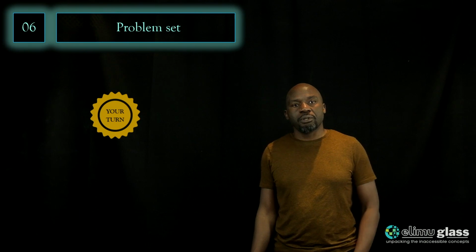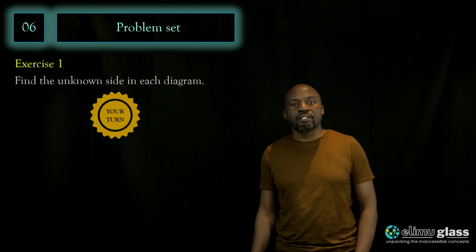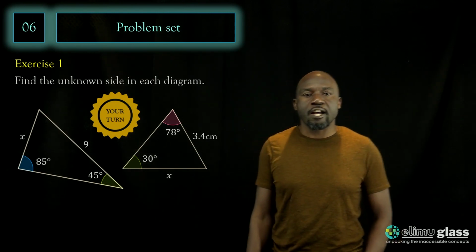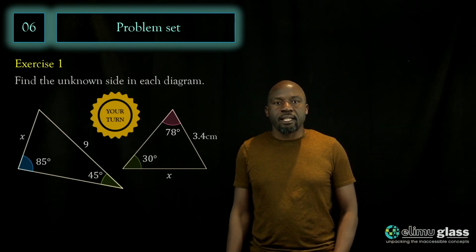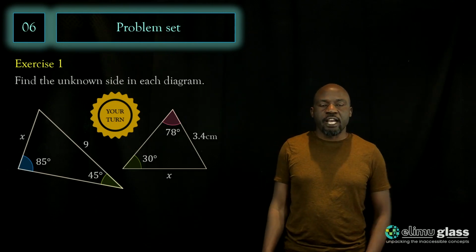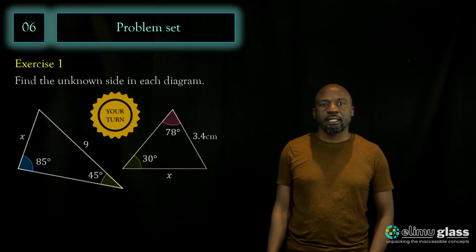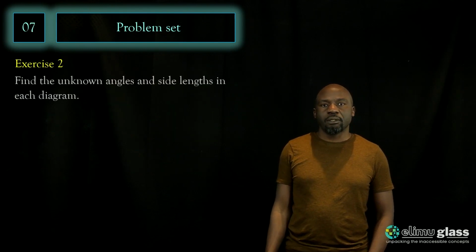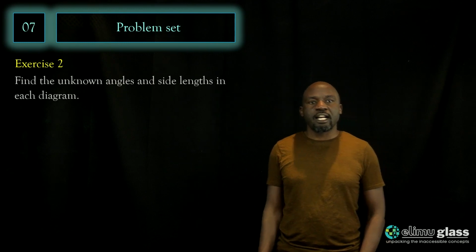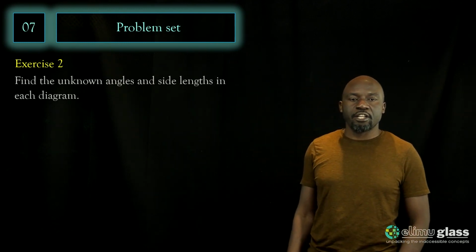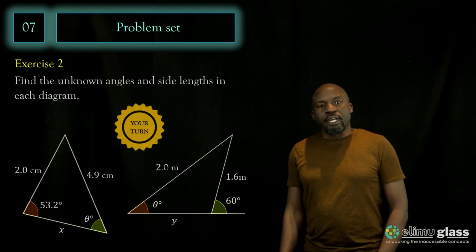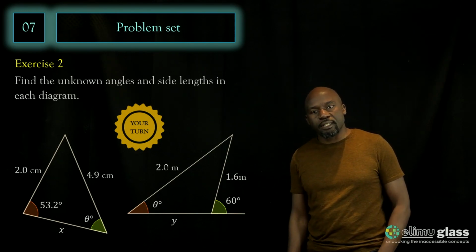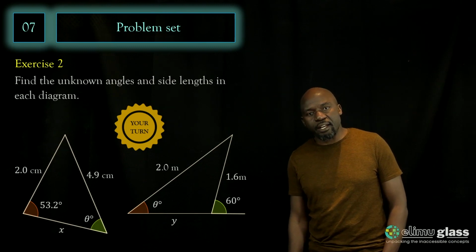This brings us to problems that you should try now. Here are two examples of questions you should try. Find the unknown sides in each diagram. That's question one. There is another one: find the unknown angles and side lengths in each diagram. So there are two more that you should try. You're looking for the unknown angle theta, and you're also looking for the lengths x and y.